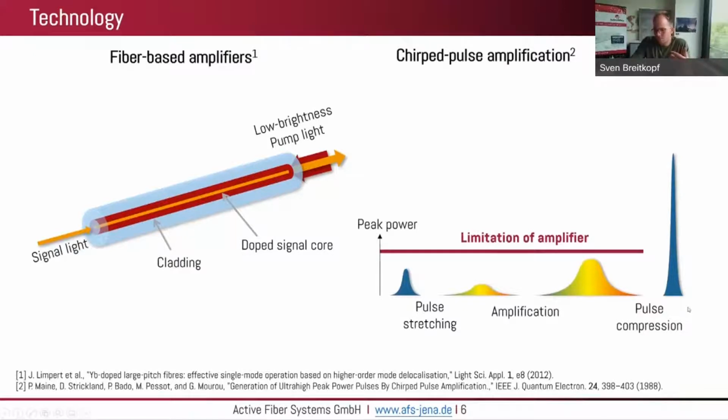To get around these limitations, you have to use a chirped pulse amplification scheme. I guess most of you are familiar with that. There was a Nobel Prize for it a couple of years ago. Basically you stretch the pulse in time, you amplify it, and then you recompress it to a short pulse at the output.